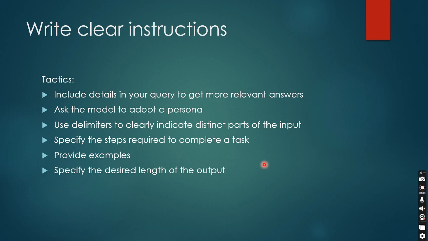Specify the steps required to complete a task. For example, if you want to translate, first summarize one paragraph and then translate, then step 1, step 2, like this you can provide as a prompt to the assistant. Then provide examples. So give reference example to the bot so that they can understand your specific needs. Specify the desired length of the output in terms of the words, length of the words, number of bullet points, etc.